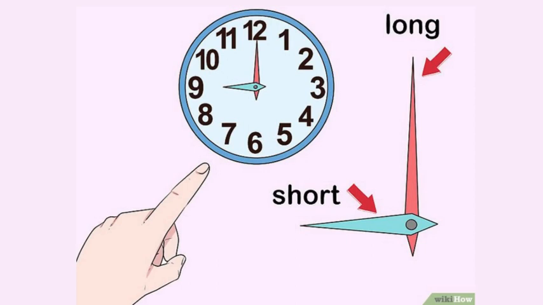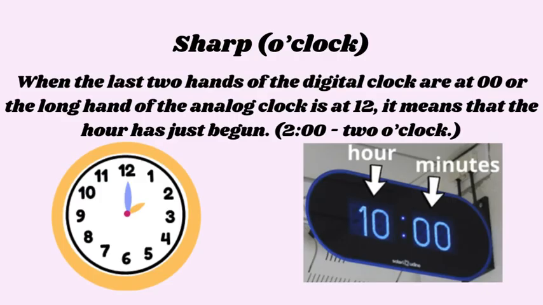Now we'll look at the slide: sharp, or we can call it o'clock. It is when the last two digits of the digital clock are at 00, or the long hand of the analog clock is at 12. It means that the hour has just begun. For example, the long hand of the analog clock is at 12. That means it's 2 o'clock. And for the example in the picture, the last two digits of the digital clock are at 00, so it means it's 10 o'clock.